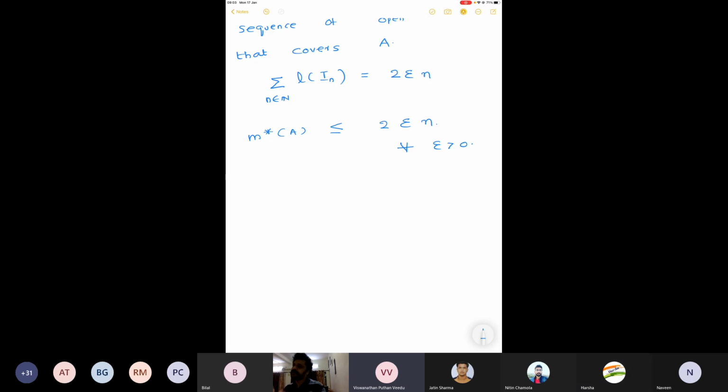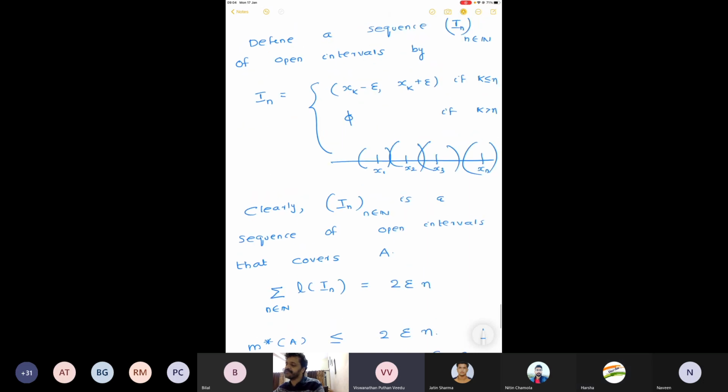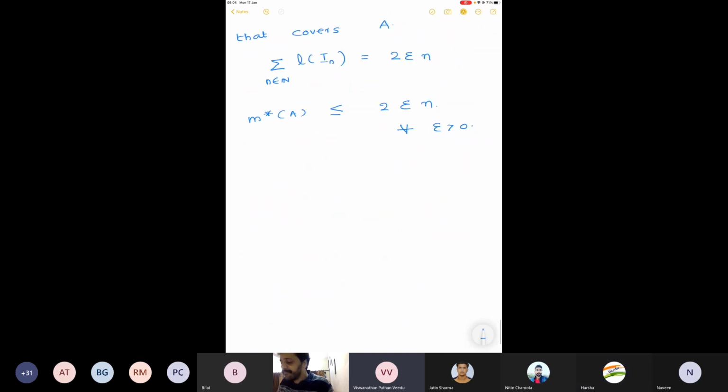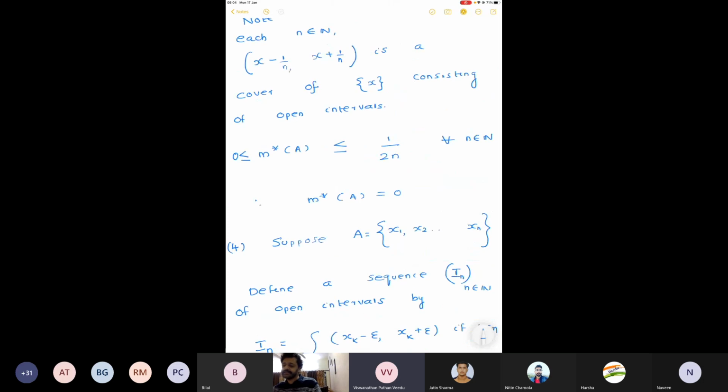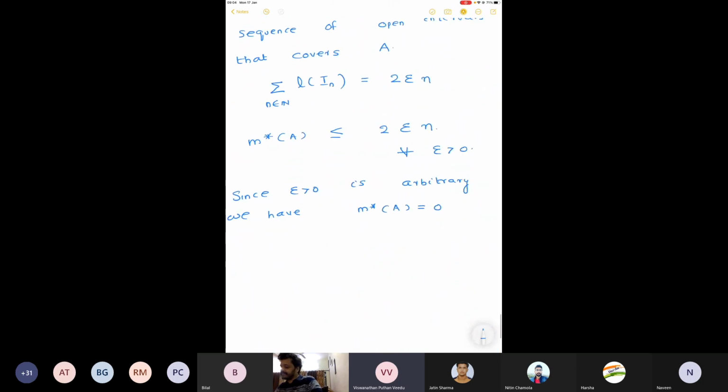Equals 0, because epsilon is arbitrary, right? If you wanted, instead of epsilon, you could have worked with epsilon by 2n or whatever. Anyway, since epsilon greater than 0 is arbitrary, don't confuse with this n. This n is a fixed number of points in that set. We have m star of A is equal to 0. So for a finite set, the Lebesgue outer measure is 0. For a singleton set, outer measure is 0. For a finite set, outer measure is 0.